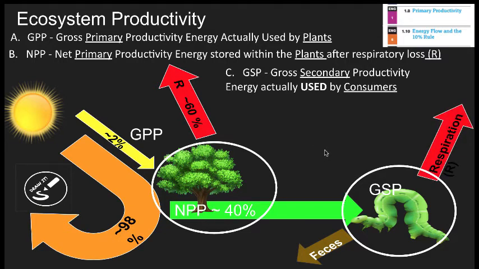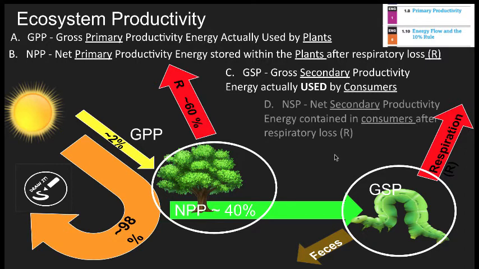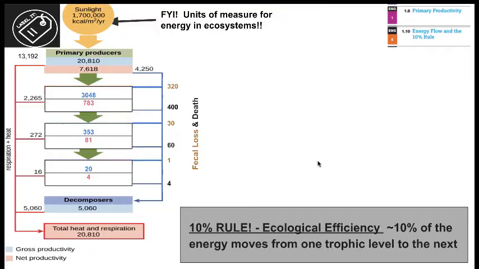Animals, just like plants, have respiratory loss. They have to grow and develop and use that energy they create to form tissues and do metabolic processes inside their bodies. Because of that, we want to know what's actually kept inside here for net secondary productivity. That would be what's stored inside the caterpillar, but after respiratory loss. So we have to subtract respiration. So a little opportunity to apply this concept here is an energy flow diagram.